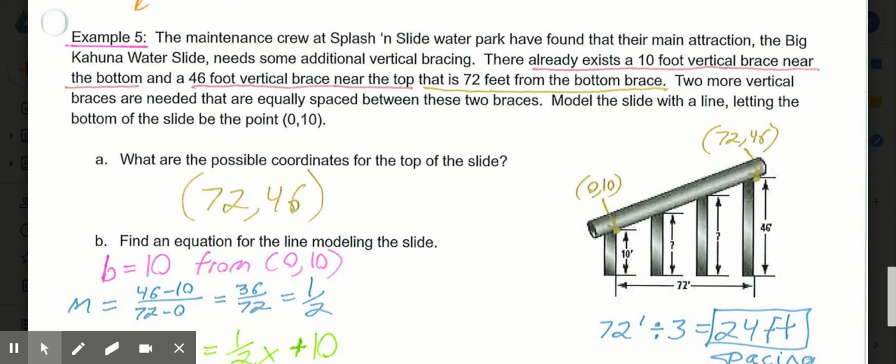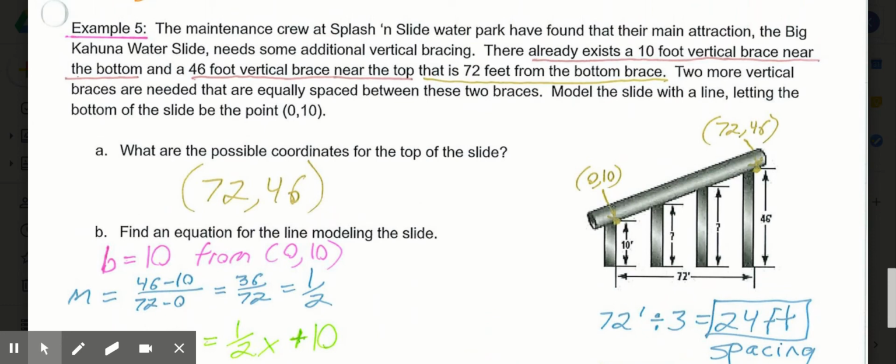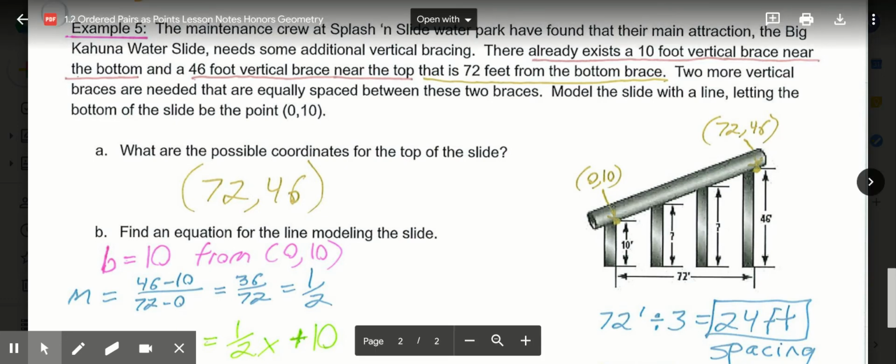And now we are on to our final example, example 5. So now we're taking that idea and applying it to a real life situation of a water park slide. So not real life for everyone, but if you build water park slides, there you go. In example 5, it says, the maintenance crew at Splash and Slide Water Park have found that their main attraction, the Big Kahuna Water Slide, needs some additional vertical bracing.